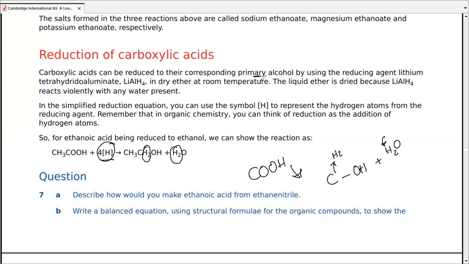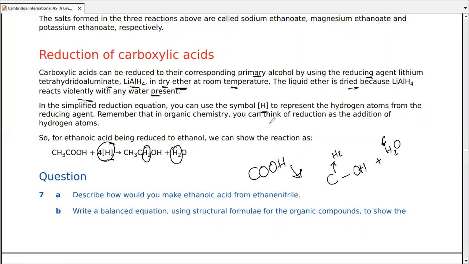Primary alcohols will be converted from carboxylic acid. Remember, you can't do it into a secondary alcohol. Ketones are converted into secondary alcohols. The reducing agent we're going to use is lithium tetrahydroaluminate, LiAlH4. Remember, it was the stronger reducing agent. It can work at room temperature, it works under dry conditions, in non-aqueous conditions, hence we use dry ether. This is dried because it reacts violently with water and it reduces water into OH negative and H2.